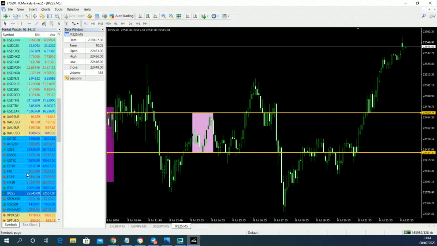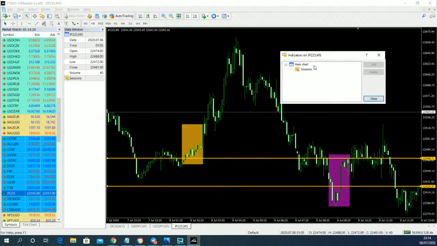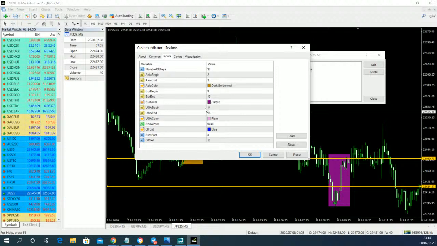Okay, so let's do one more. How do we make those boxes? Okay, to make the boxes, you have an indicator that does that for you. The indicator is called sessions indicator, and it has some settings here. The one we are doing right now, we set Asia to 2 to 3 a.m., Europe to 9 to 10 a.m., and USA to 14 to 15 hours. Okay, so that is the box.